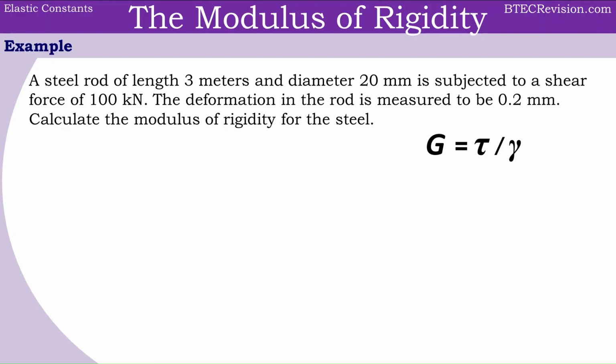Now let's look at this example. A steel rod of length 3 meters and diameter 20 millimeters is subjected to a shear force of 100 kilonewtons. The deformation in the rod is measured to be 0.2 millimeters. Calculate the modulus of rigidity for the steel.